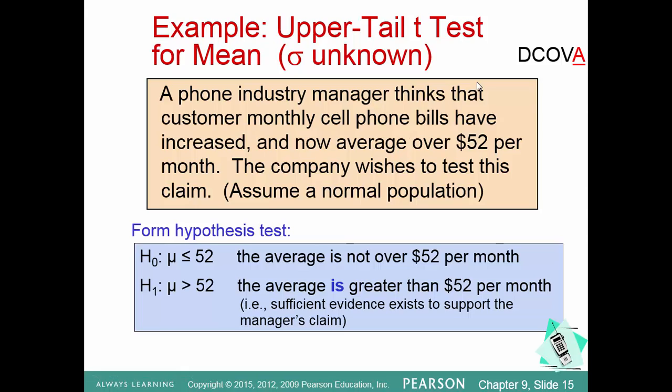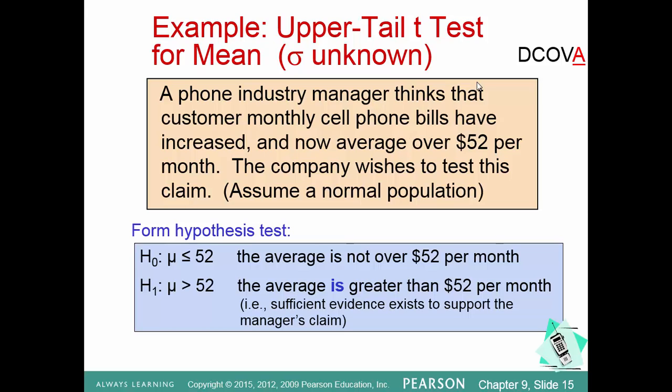So here's an example of an upper tail t-test for a mean. A phone industry manager thinks that the monthly cell phone bills have increased and now average over the old average of $52 per month. So the company wants to test that claim.